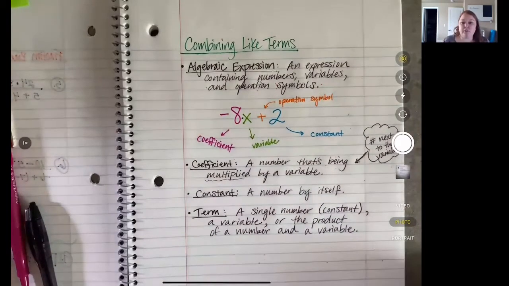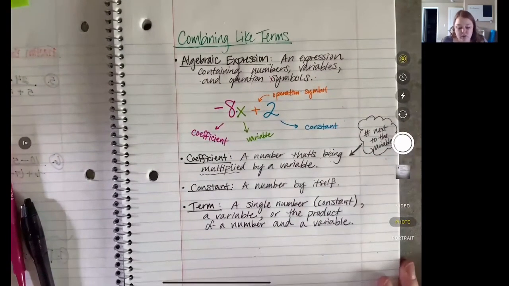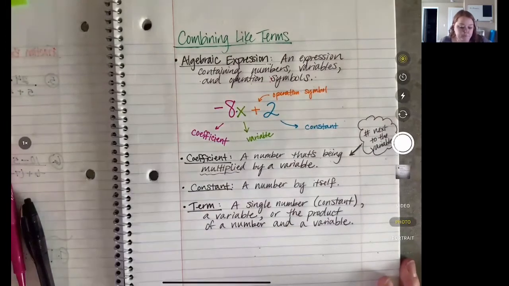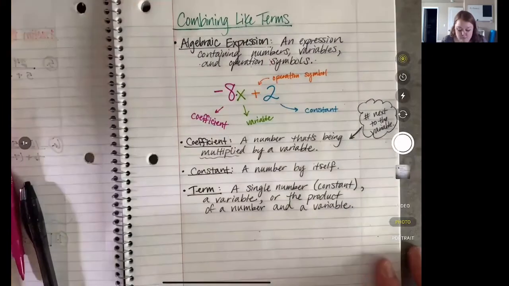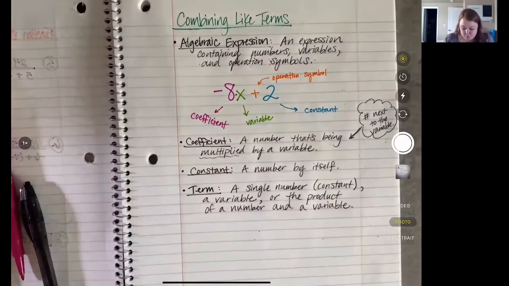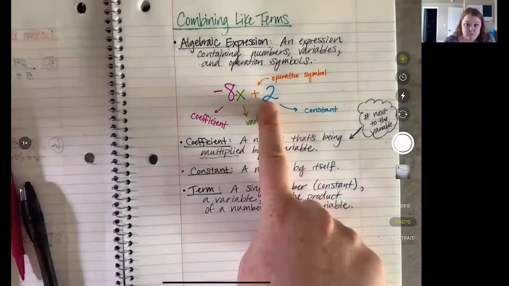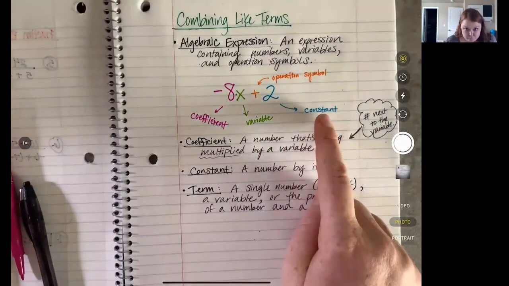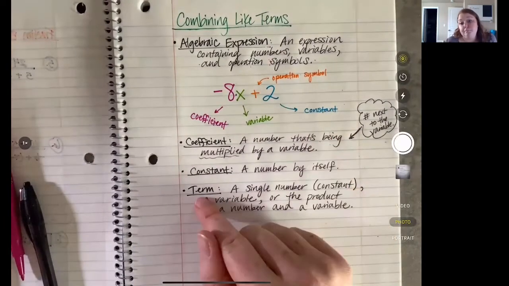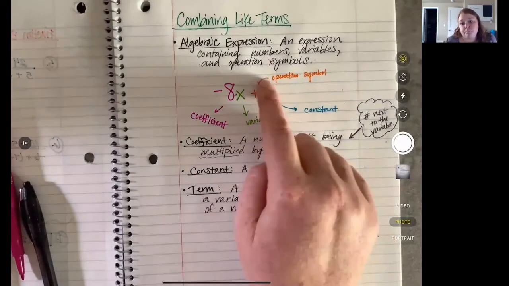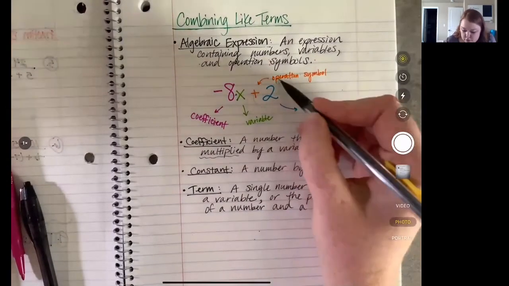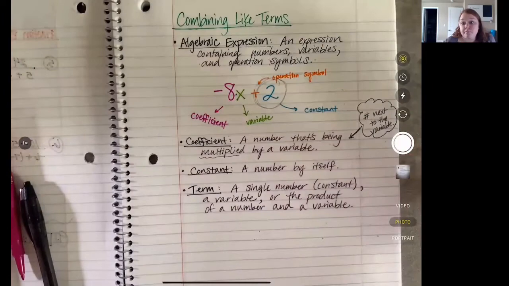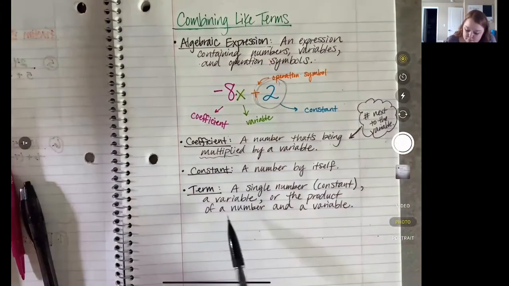Okay, so pause the video if you need to. Get that all written down. And then let's go ahead and talk about what this means. So 2 is a single number, it's a constant. Therefore, it's a term. So 2 is a term. Okay, and in fact, I'm going to take a pencil and just circle this 2. That's a term.